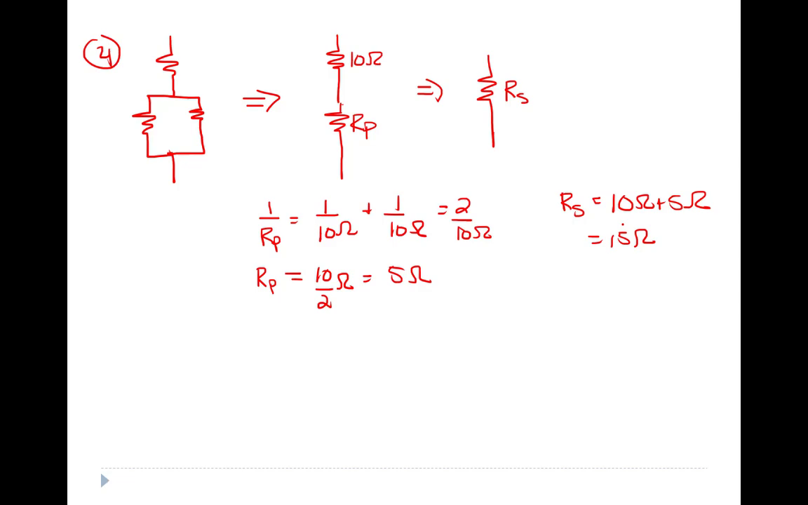In the next unit, we're going to do a bigger example of equivalent resistance.